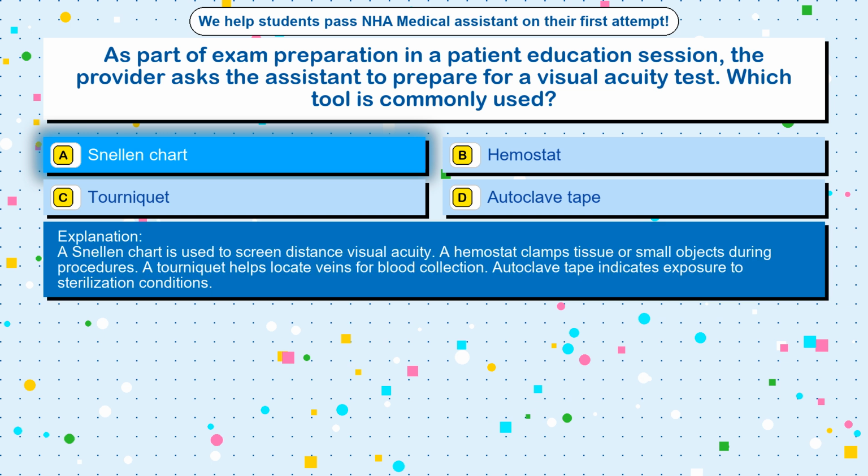A Snellen chart is used to screen distance visual acuity. A hemostat clamps tissue or small objects during procedures. A tourniquet helps locate veins for blood collection. Autoclave tape indicates exposure to sterilization conditions.